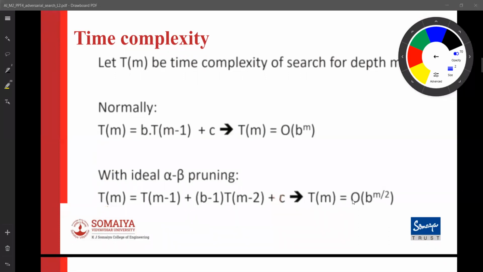So think about it and understand how much better time complexity alpha beta pruning gives compared to the minimax algorithm when you do a perfect reordering of the nodes. Again, we have to consider the best case scenario while finding the time complexity.